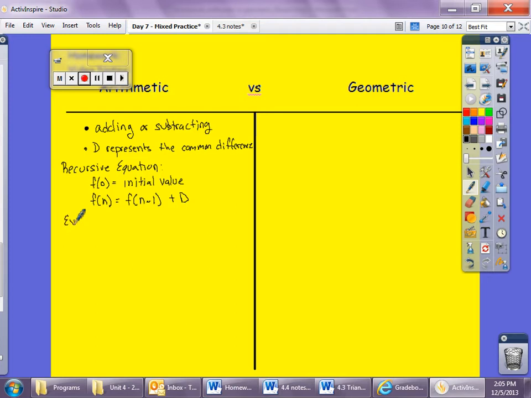And then we have explicit. So our explicit equation is f of n equals f of 0 plus d times n. We're going to be able to figure out what f of 0 is, and we're going to be able to figure out what d is. So it's going to be d times n.